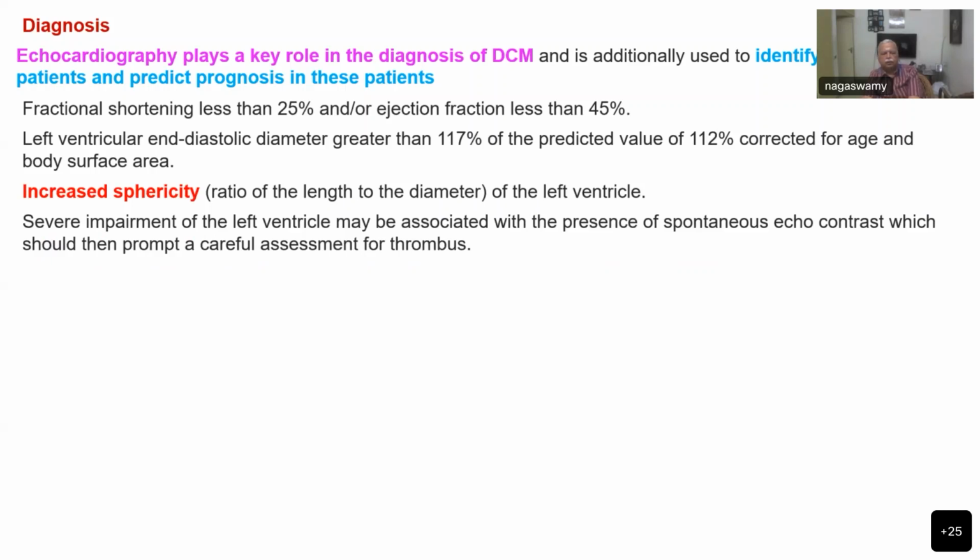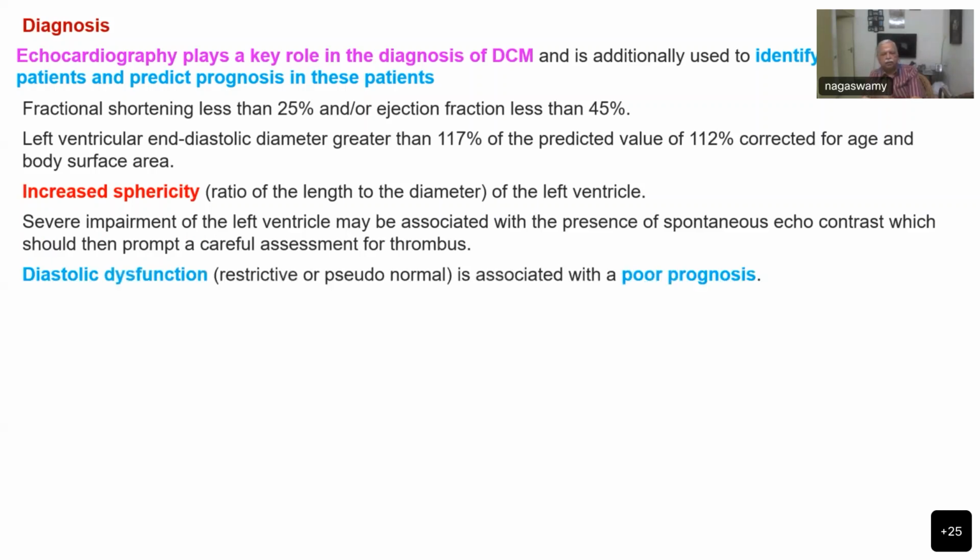for thrombus. So because the contractility is poor, intracavity thrombus formation is one of the major complications. That is why the thrombus gets dislodged and embolic events happen. And diastolic dysfunction, or what is called restrictive or pseudo-normal, is also an indicator of poor prognosis.